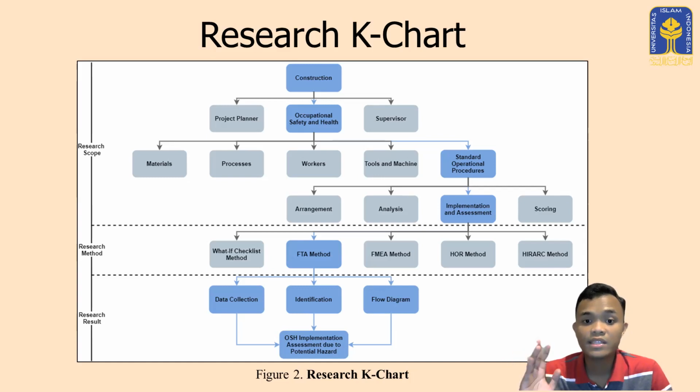Later on, we will assess the risk and also the hazard using the FTA method. We will use data collection, both qualitative and quantitative, and also identify the problems that we faced during this research. We will also arrange the flow diagram for this research, resulting in the occupational safety and health implementation assessment due to the potential hazard.